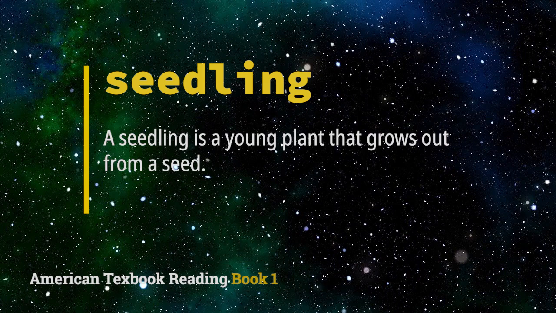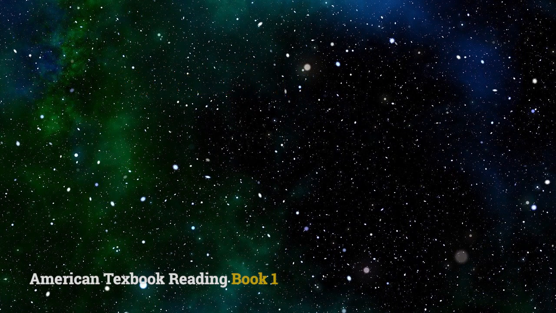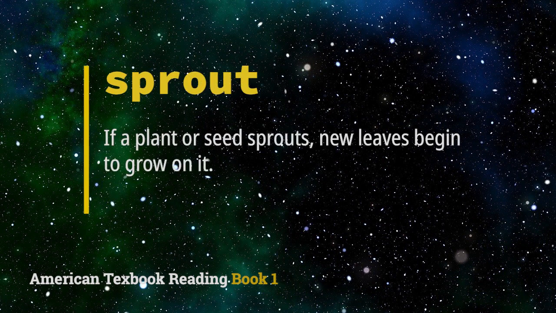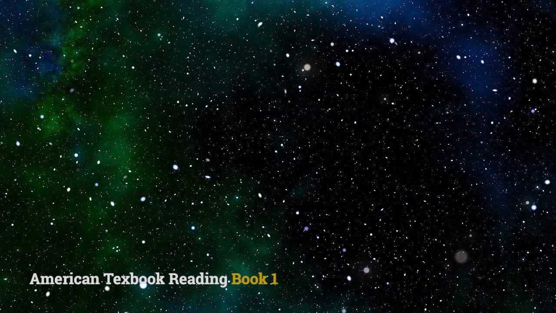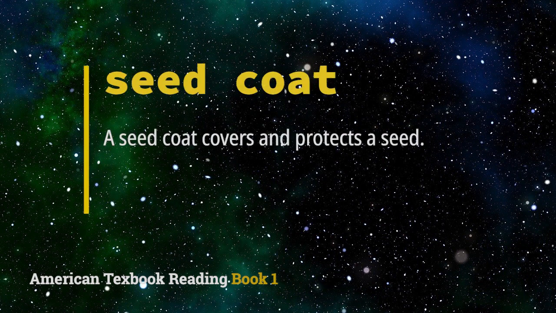Seedling. A seedling is a young plant that grows out from a seed. Sprout. If a plant or seed sprouts, new leaves begin to grow on it. Seed coat. A seed coat covers and protects a seed.